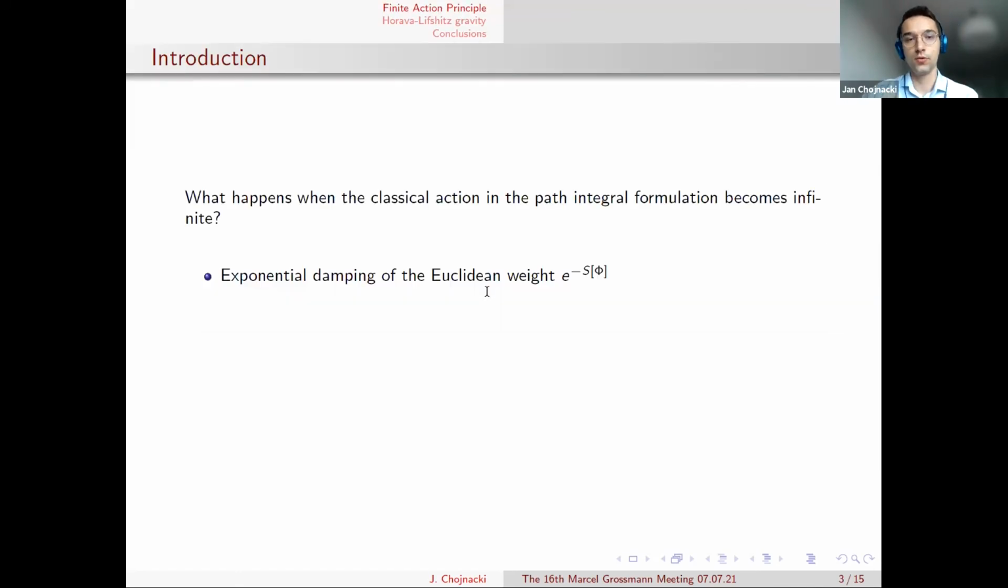Okay, so a quick setting of common background. This whole finite action principle is based on the idea that in the gravitational path integral, the probability amplitudes are weighted with this exponential factor. And in the case of Euclidean signature, we will have just minus the action. So going to infinity, this will be very, very strongly damped.